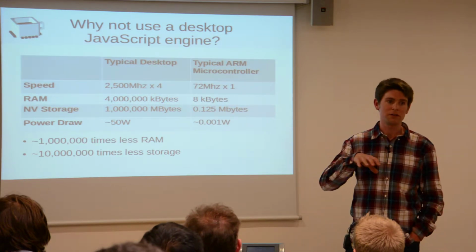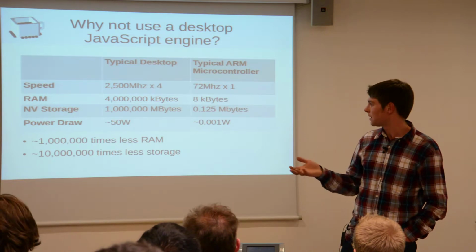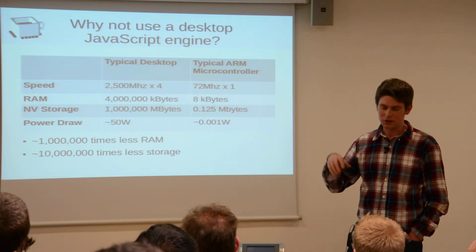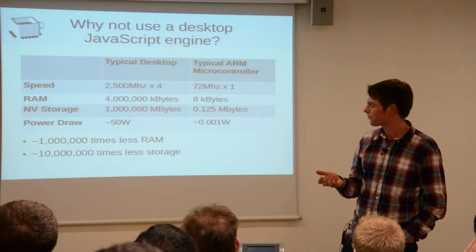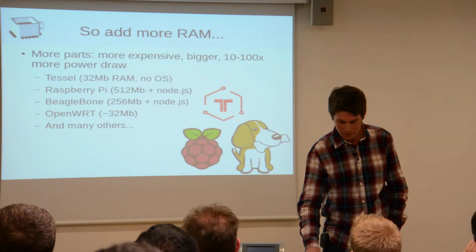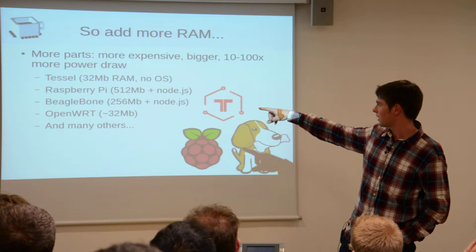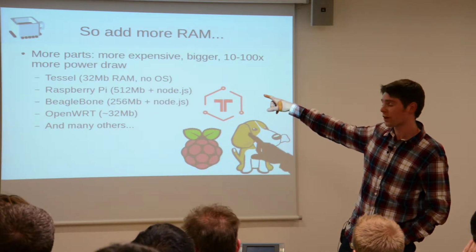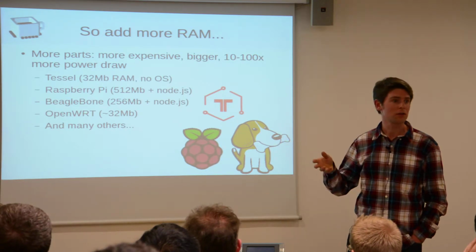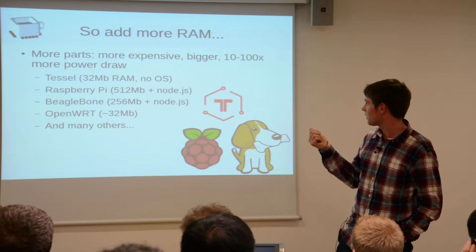So why wouldn't I just use a standard JavaScript desktop engine? Well, there's about 1 million times less RAM than on the PC. Even the initial buffers are 20 times the size of the amount of flash you've got in total on the device. And you can add more RAM. A lot of people already do this. Most of these run Linux, but notably Tessel doesn't. They've got their own JavaScript interpreter, I think based on Lua, isn't it? Yes. Yeah, that would be interesting.